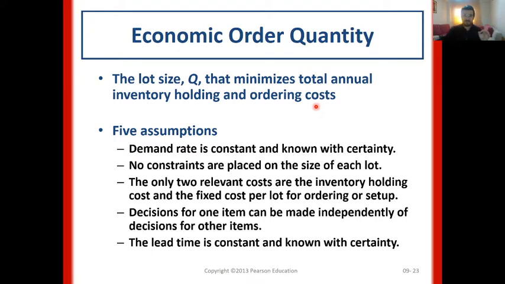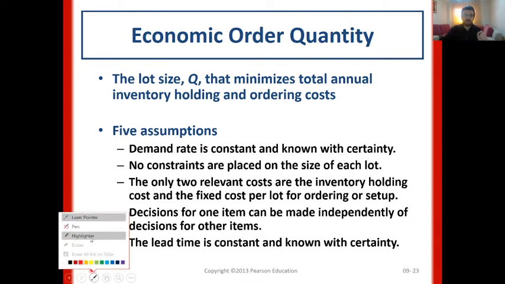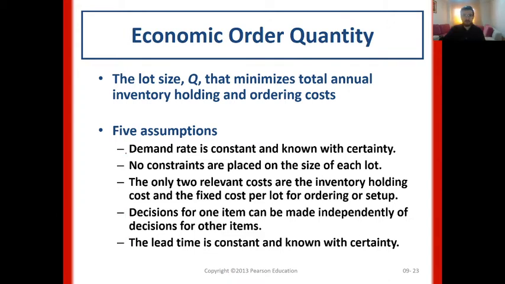In the simplest model, we have five assumptions. These assumptions should be true to be able to use the EOQ model. First, the demand is known and it is constant. It doesn't change over time. It's 100% known, 100% certain.